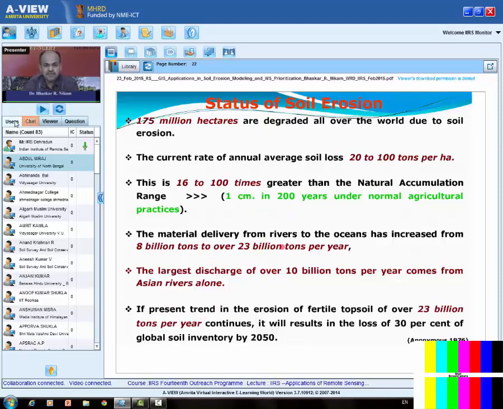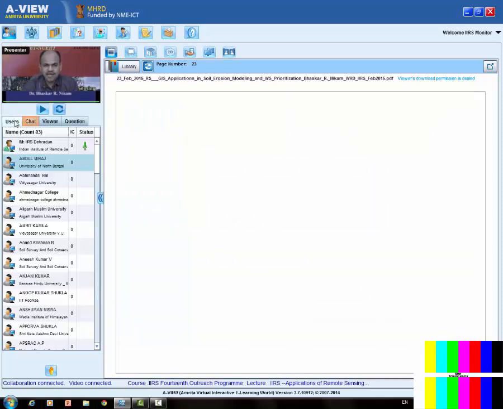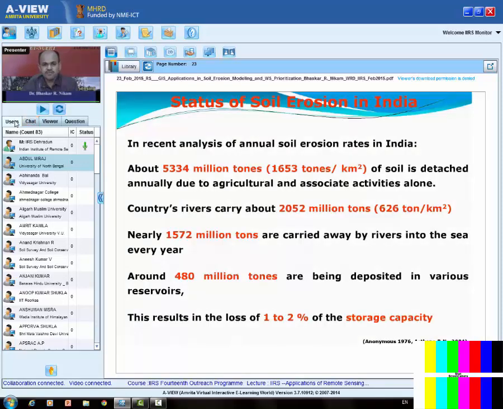Now you can see the material delivered from rivers to ocean has increased from 8 billion tons to 23 billion tons, and Asian rivers contribute 10 billion tons out of this 23 billion tons. And if the present rate of soil erosion continues, we will lose 30% of our topsoil resource, or the cultivable soil, by 2050. So yes, this is an alarming problem and we have to deal with this. Now we have seen the global scenario.